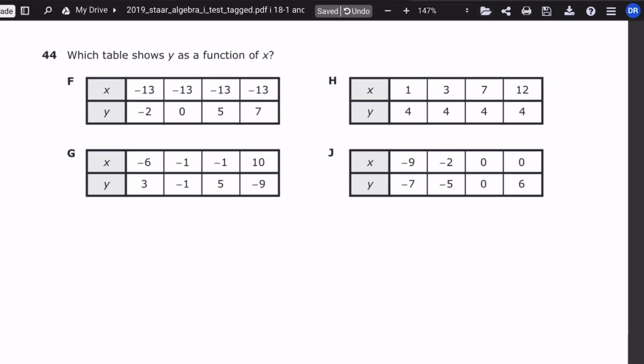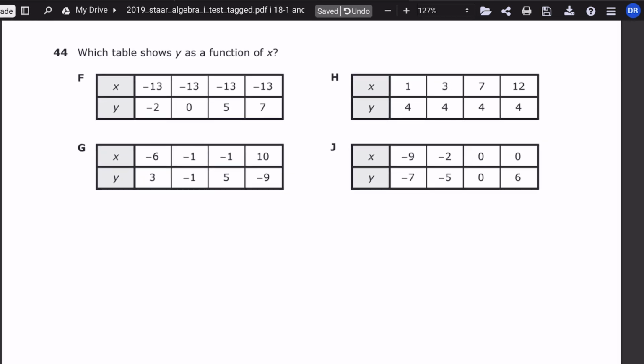Now next, 44th one. Which table shows y as a function of x? So over here, which table shows y as a function of x means we can see over here that x is repeating, so this cannot be taken as a function. Now here also x is repeating, this also we cannot take it as a function. Here also x is repeating, we cannot take it as a function. Only one function which we can take here, since x is not repeating in this, it is satisfying the vertical line test and it is also a function of x.